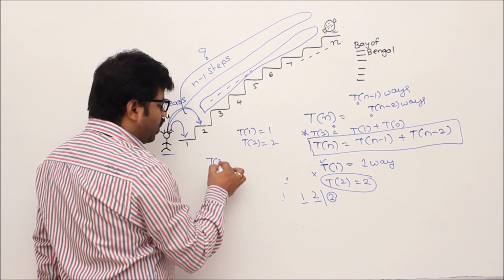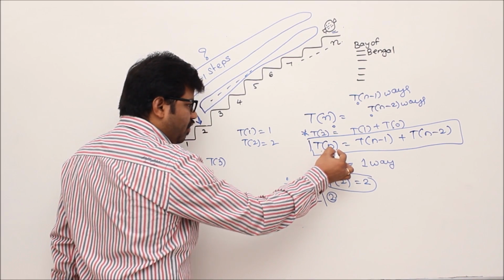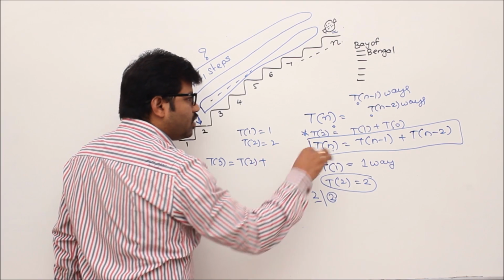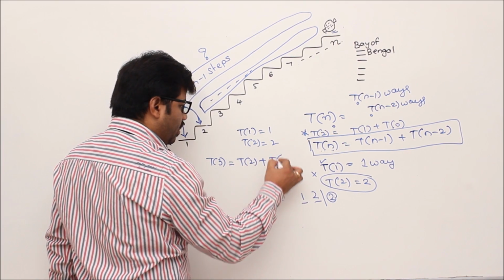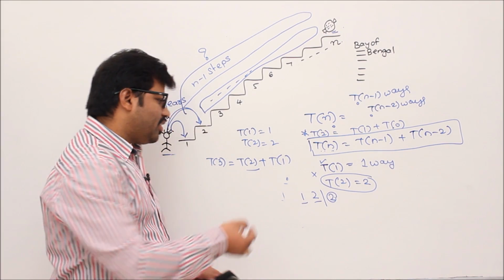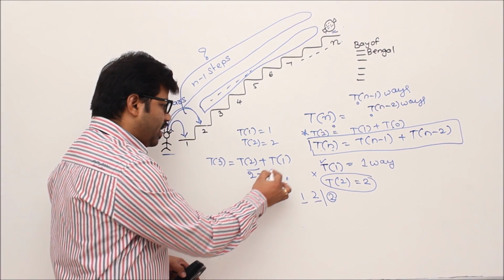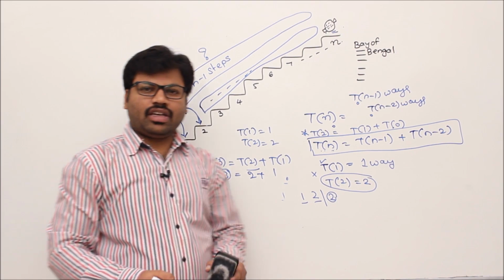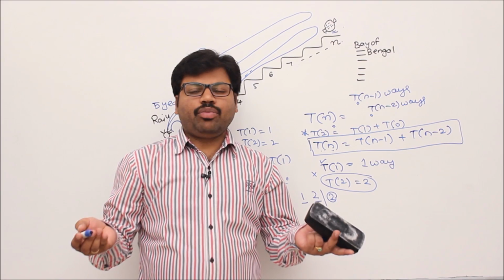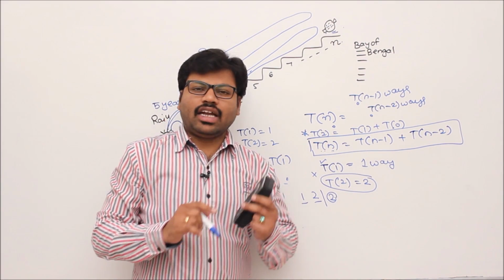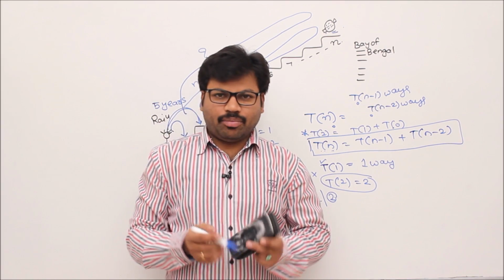Example, T of 3 according to the recurrence relation, let me substitute n value 3: T of n minus 1, T of 2, plus T of n minus 2, n is 3, T of 1. Yes, we have T of 2 and T of 1, isn't it? So let's take them. T of 2 is 2 and T of 1 is 1, 2 plus 1 is 3. In that way we can compute T of 3. If you know T of 3, we can compute T of 4. The reason: T of 4 equals T of 3 plus T of 2. In that way any value we can compute.